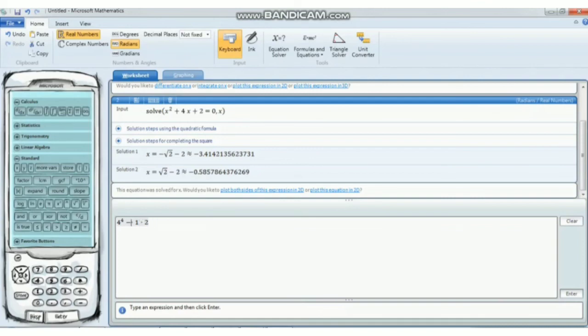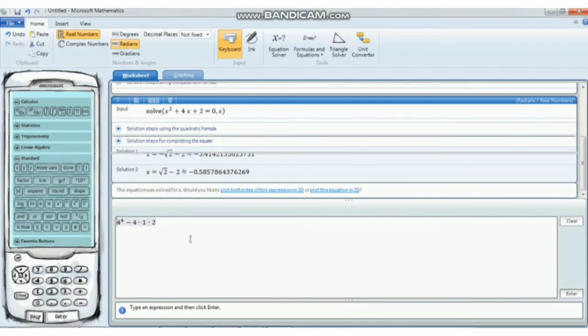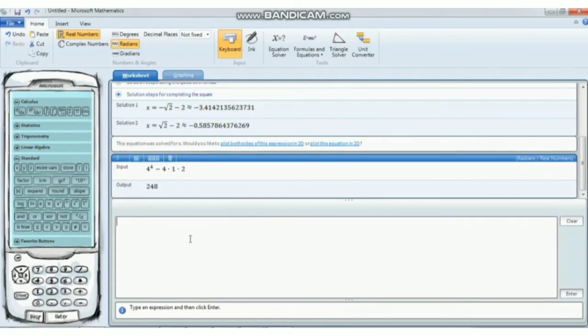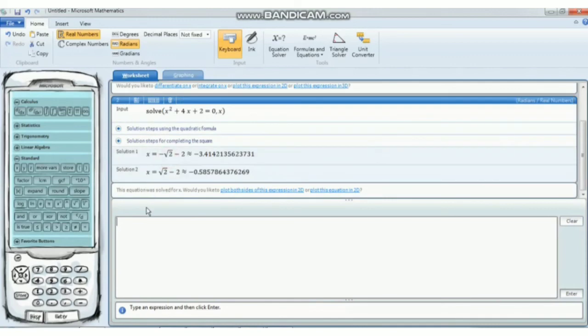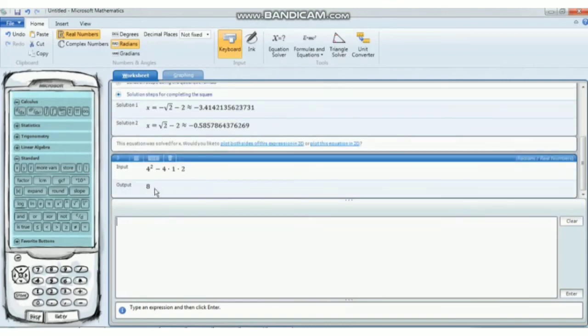If we find the discriminant, use the formula b squared minus 4ac. It will be 4. Oh, it's wrong. It should be 4 squared, not 4 to the power of 4. We write 4 squared minus 4. Let's multiply by a, which is 1, and then multiply by c, which is 2. Then the value is 8. It's positive.